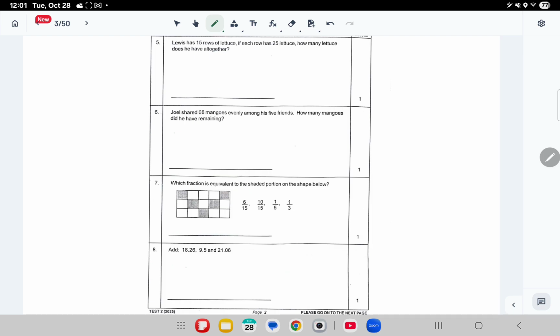Moving on to number 5. Lewis has 15 rows of lettuce. Each row has 25 lettuce. How many lettuce does he have altogether? So we want to calculate altogether, and I know in one row we have 25 lettuce, and there's a total of 15 rows. So one row is 25, and I want to calculate for 15 rows. So that will be 25 multiplied by 15. That will give us 375.